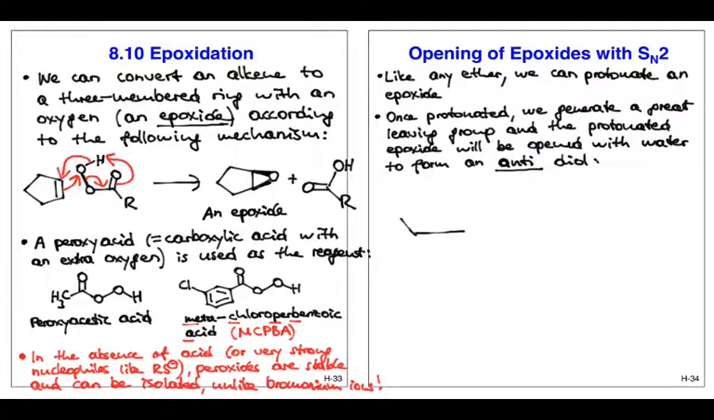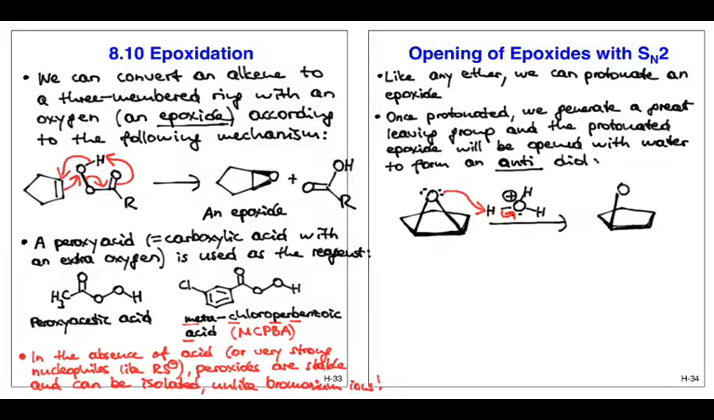So let me show you how this happens. This is now our epoxide starting material. And first, we just protonate it. So for example, we take H3O+, and that will protonate our epoxide. Here is the protonated form. You see now that the oxygen has been converted into a good leaving group.